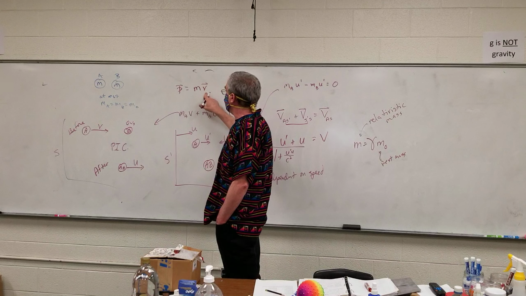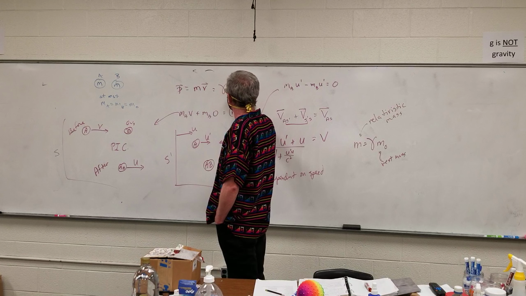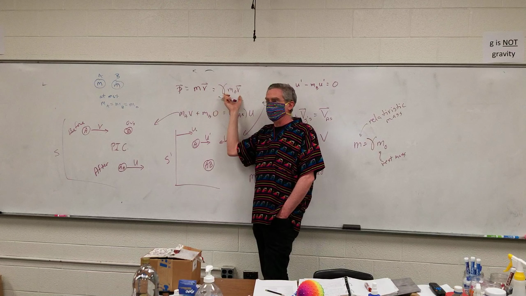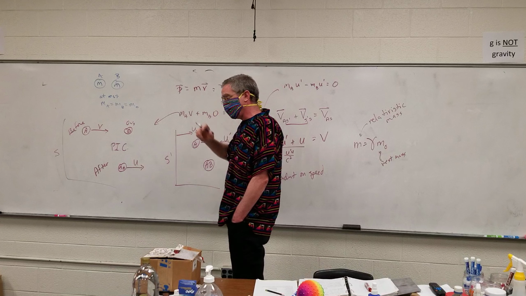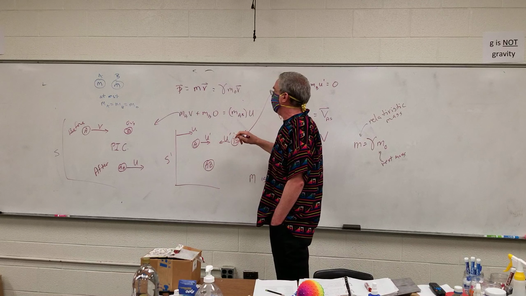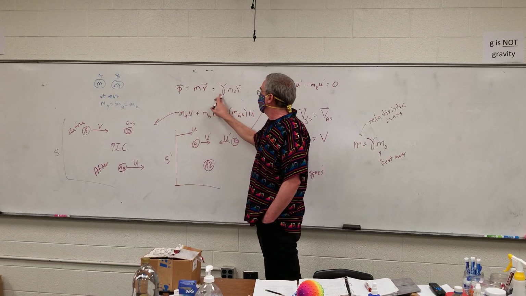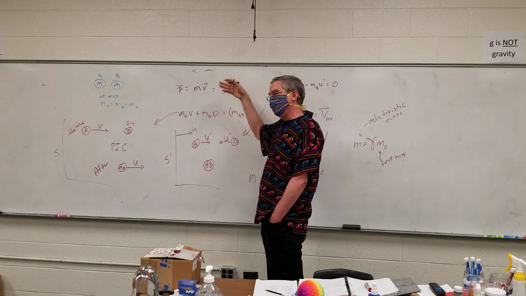So I have p equals mv, which by the relativistic mass standard means gamma times the rest mass times the speed. This would be the actual formula for momentum. Some physicists claim that mass is always the rest mass, and that this is relativistic momentum. It's not the mass that's changing, it's the momentum that's changing.